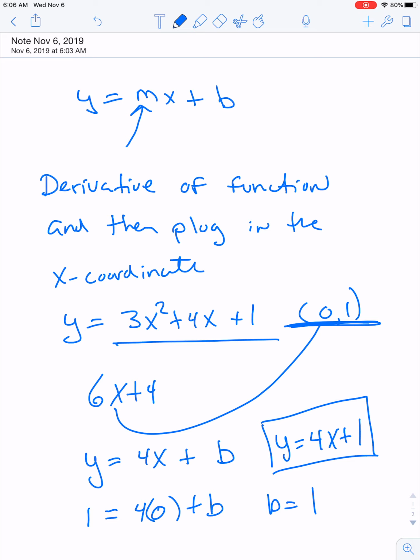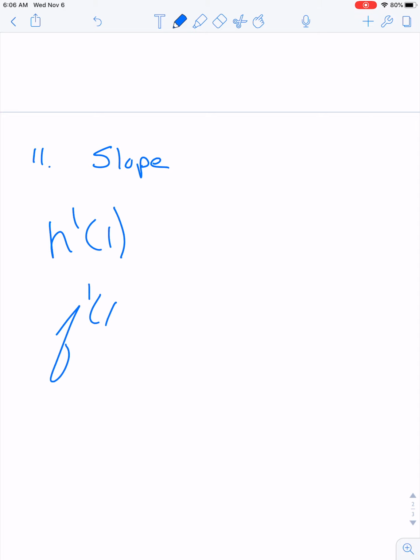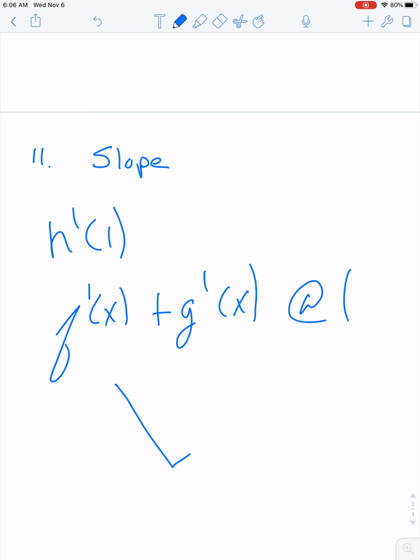For 11, when you're looking at that graph, f of x plus g of x, you just want to find the slope at the specific points of interest. So on question 11, it says find the derivative at 1. So you have to first find the derivative of f of x and the derivative of g of x at 1. So your graph roughly does this and then this.